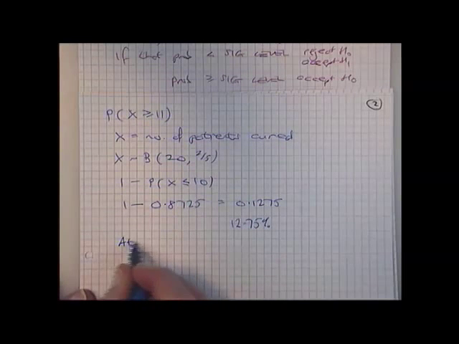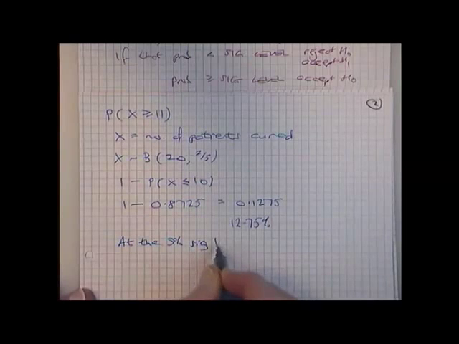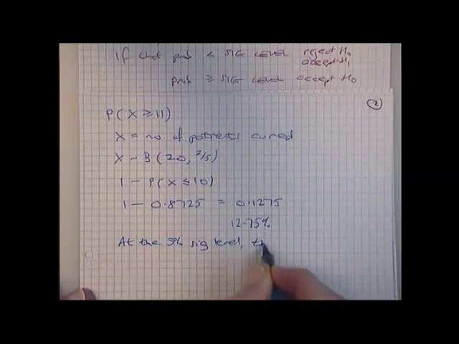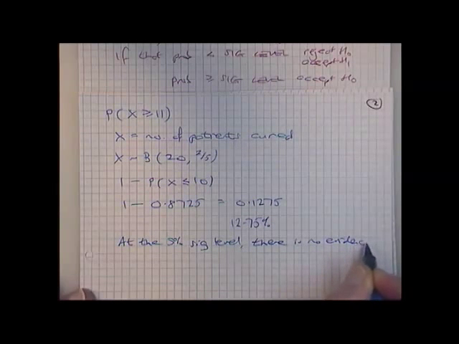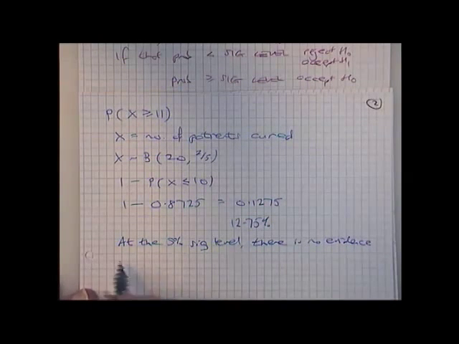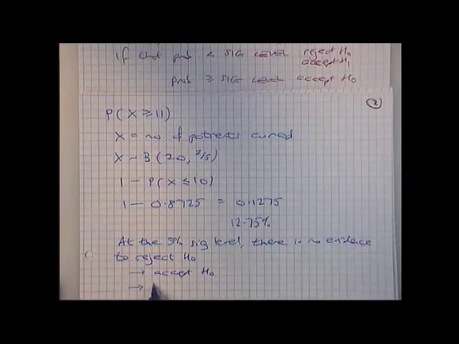So we can say then, at the 5% significance level, there is no evidence to reject H0. So we therefore have to accept H0, and H0 then was the new drug is no better.